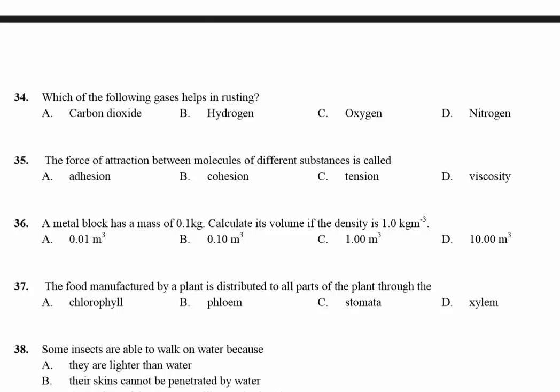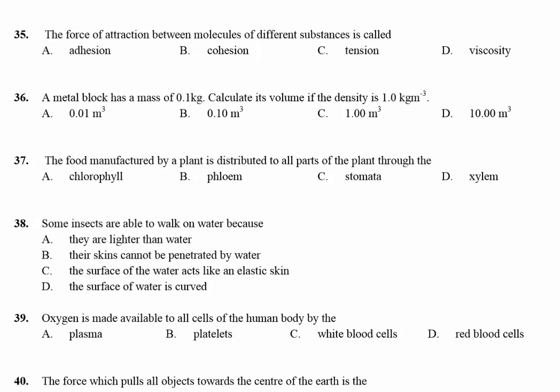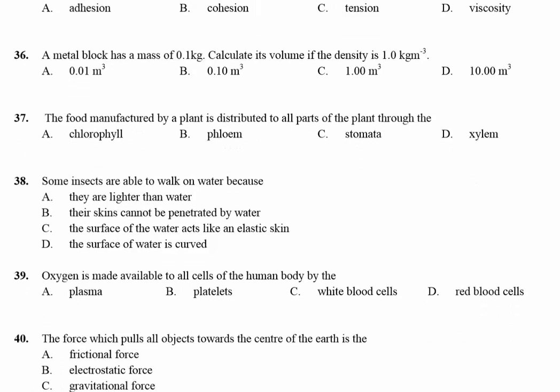37. The food manufactured by a plant is distributed to all parts of the plant through the phloem, that is B, phloem. 38. Some insects are able to walk on water because the surface of the water acts like an elastic skin, that is C.